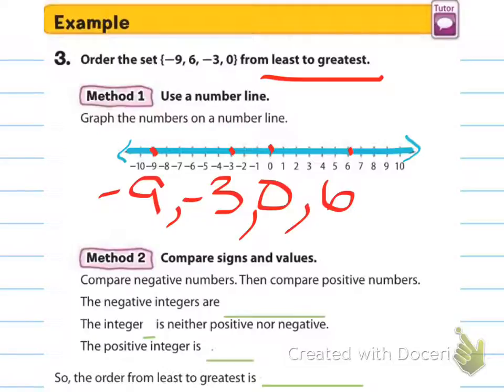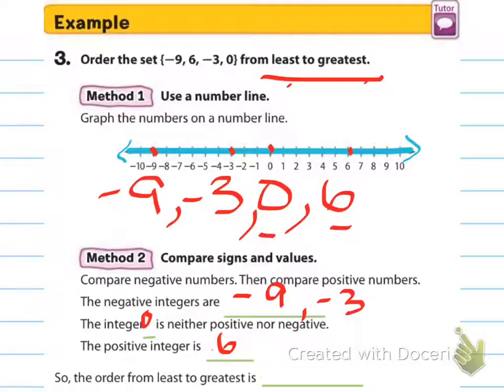Now the other one is to compare the negative numbers, and then compare the positive numbers. Obviously negative numbers are going to be the smaller numbers because they're negative. So the negative numbers here were -9 and -3. And then we've got 0, and that's not positive or negative. And then we have our positive integer, which is 6. Automatically I know my 6 is obviously the biggest number because it's my only positive number. So that would be my last one because it's least to greatest.